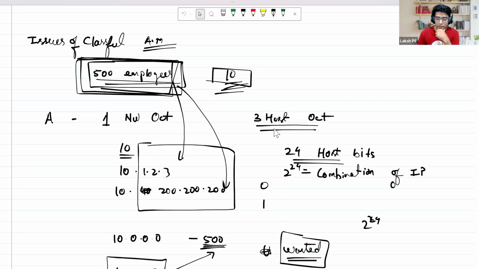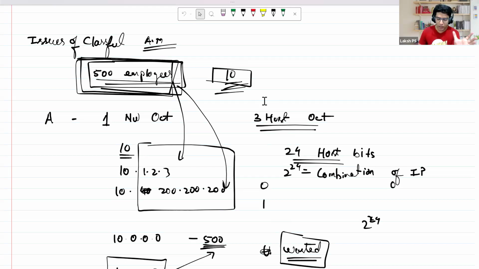So let us just have a recap of what we saw in our previous session, or the last session. Before the last session also, we were discussing the classful address mask and how to calculate the network ID and the broadcast ID of the classful address mask. And then in the last session, we discussed what are the issues with the classful address.